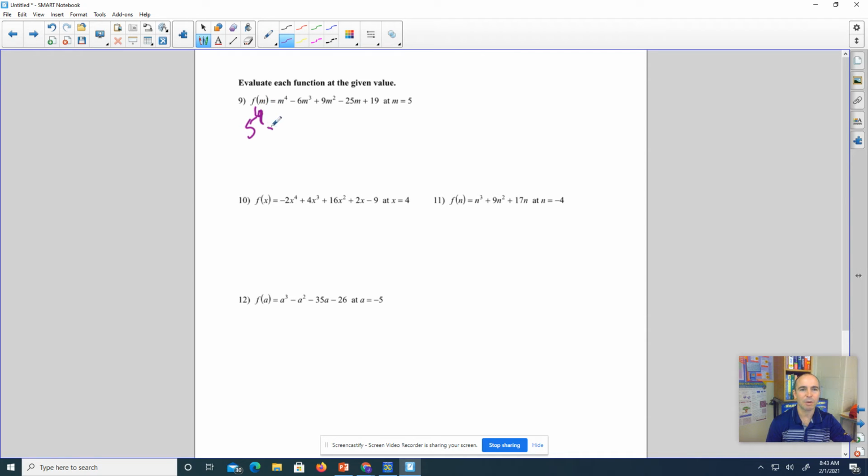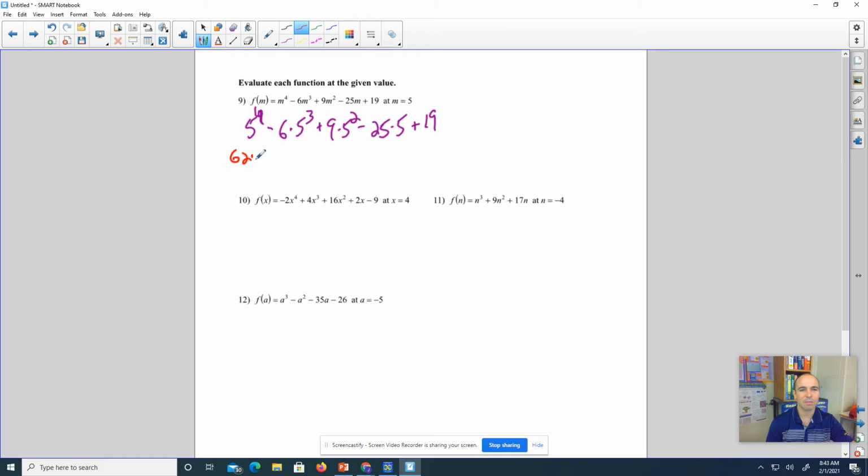So 5 to the 4th power minus 6 times 5 to the 3rd power plus 9 times 5 squared minus 25 times 5 plus 19. Okay, so just using PEMDAS there, I'm going to do my exponents.